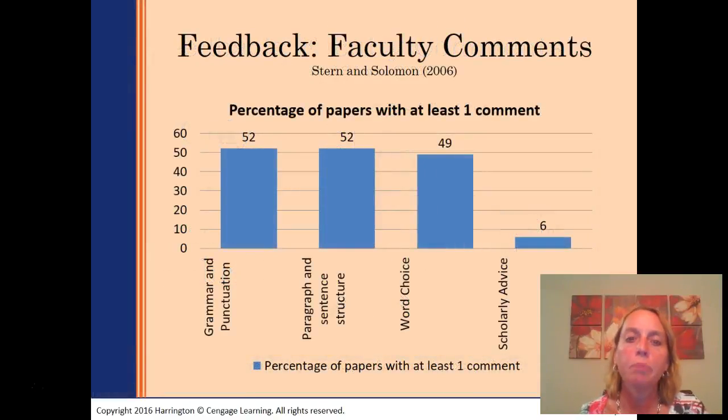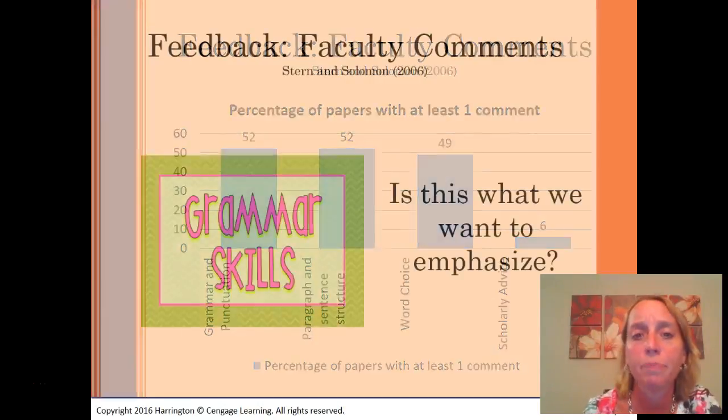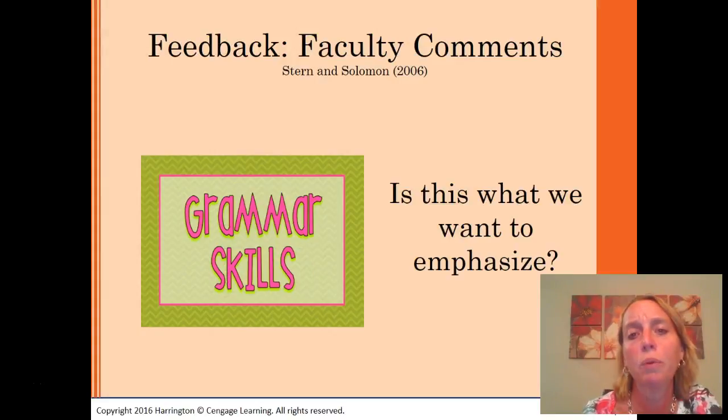Now, when we look at the percentage of papers with at least one comment, you can see that Stern and Solomon broke it down into a variety of different categories. By and large, most of the comments are about grammar and punctuation, paragraph and sentence structure, and word choice. Only 6% of the papers actually had larger-scale scholarly advice. This is kind of problematic because I don't think the only thing we're concerned with is the mechanics of the writing. Clearly that's an important factor, but it shouldn't be the only factor, or maybe not even the most important factor. So is this really what we want to emphasize?